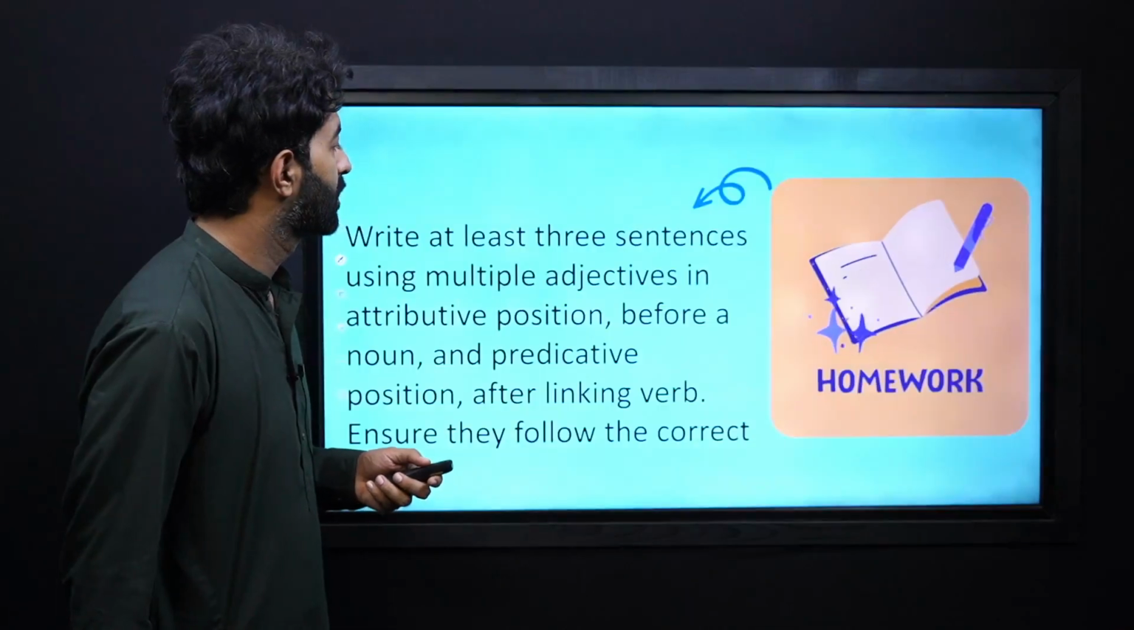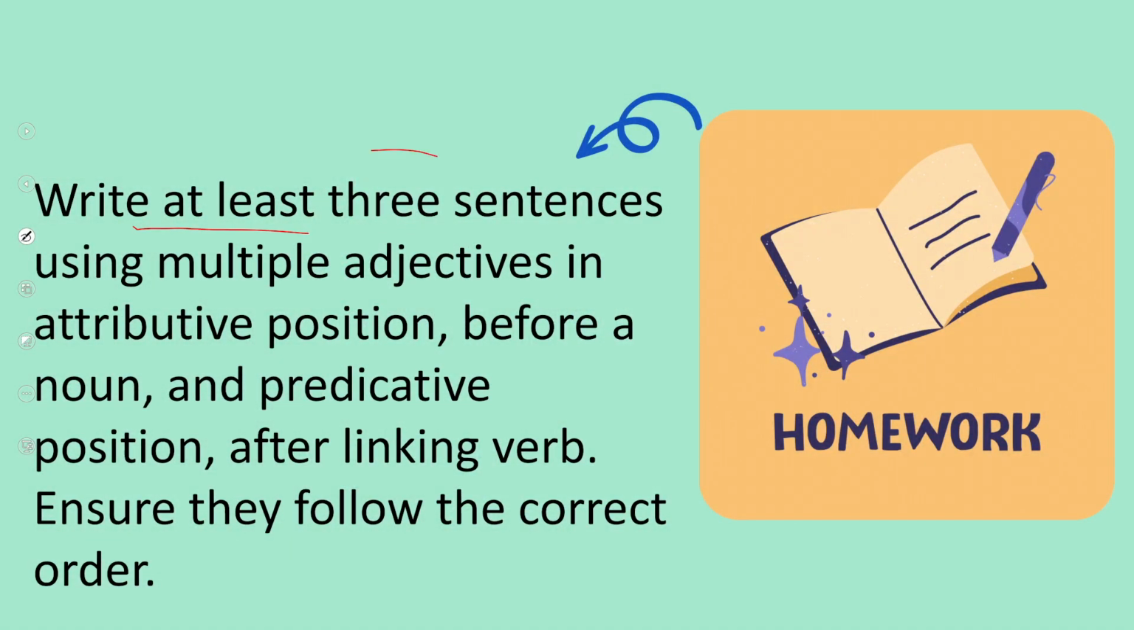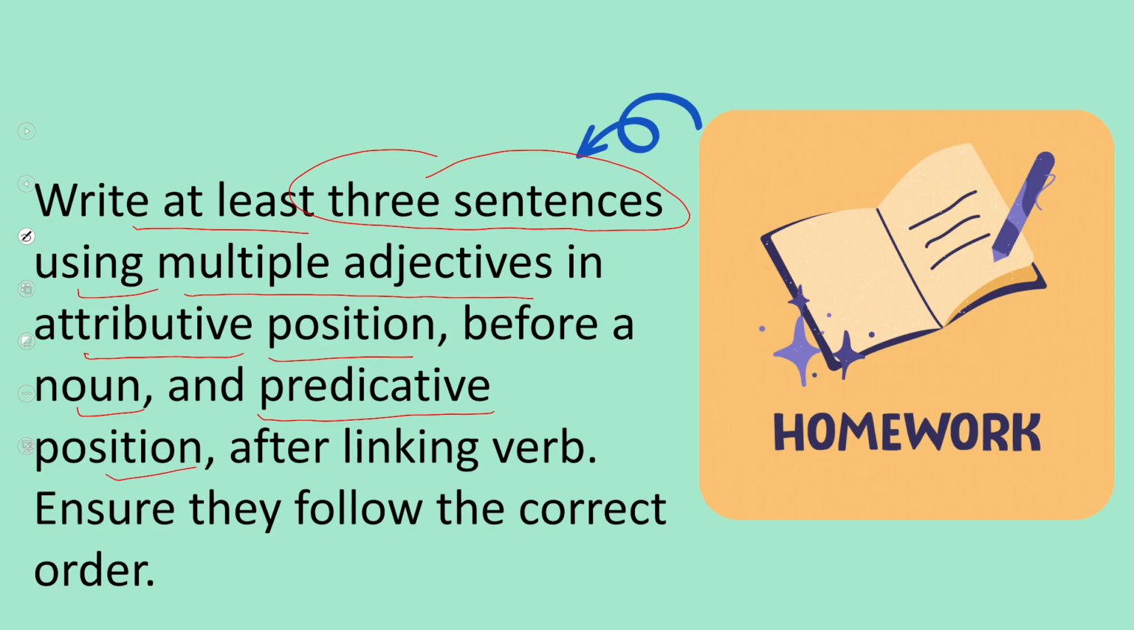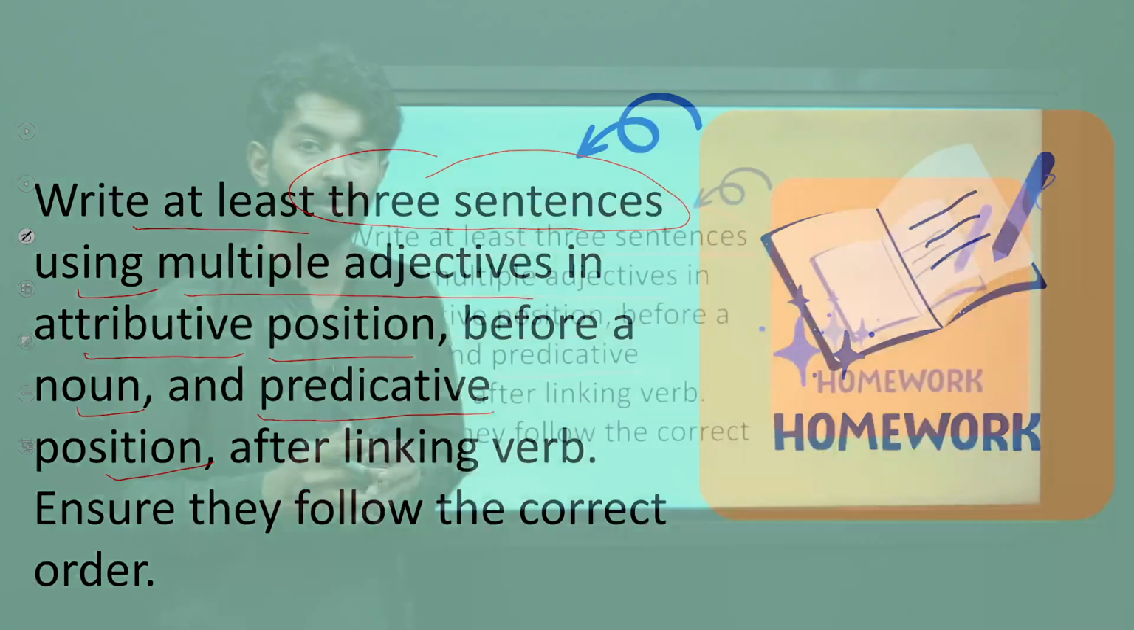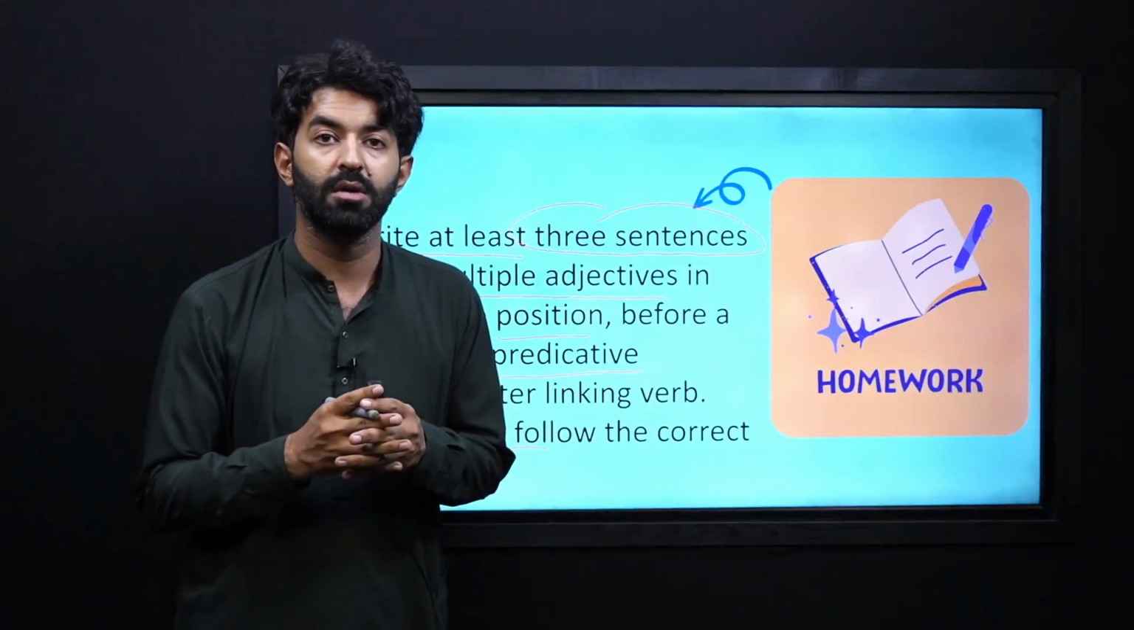For your homework, you need to write at least 3 sentences using multiple adjectives in attributive position, which is before a noun, and also predicative position, which is after your linking verb. And you have to ensure that you're following the correct order.